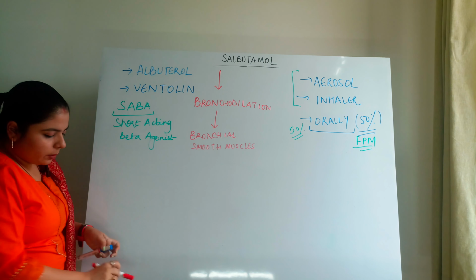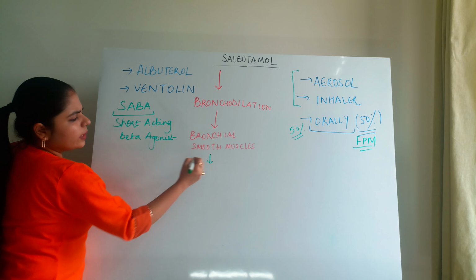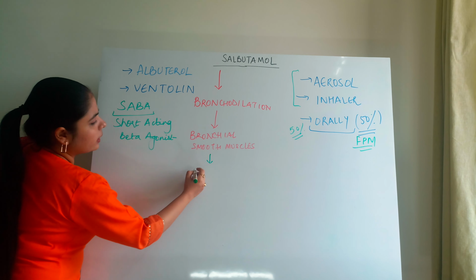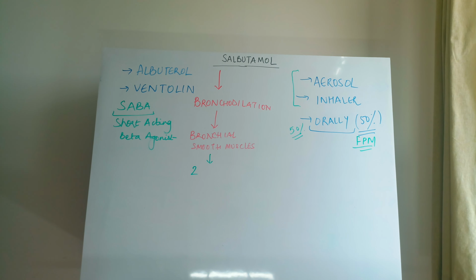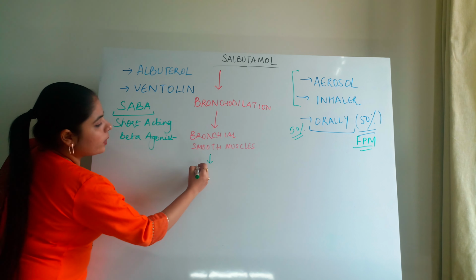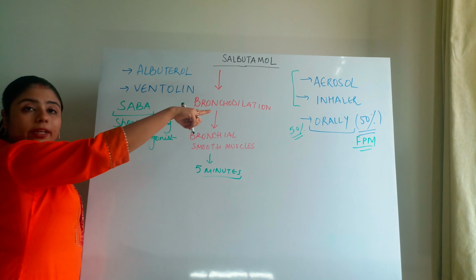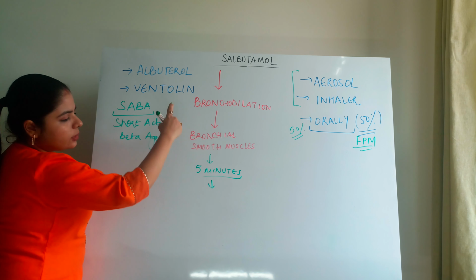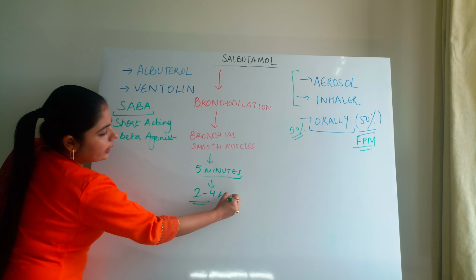One thing about salbutamol is that it shows a rapid onset of action. It usually starts to show its action in 5 minutes when it is given as an inhalation or an aerosol, and usually its duration of action lasts for 2 to 4 hours, right?